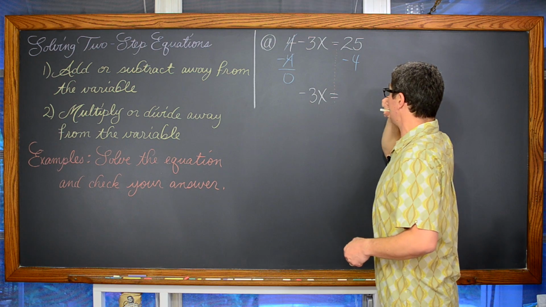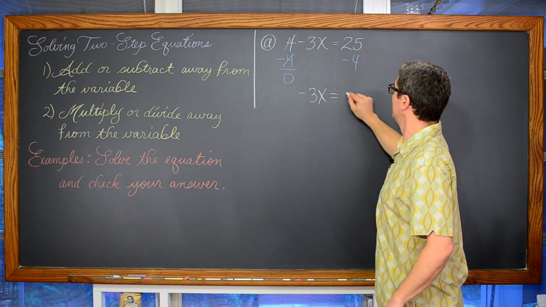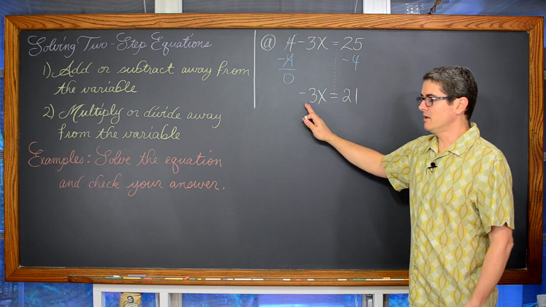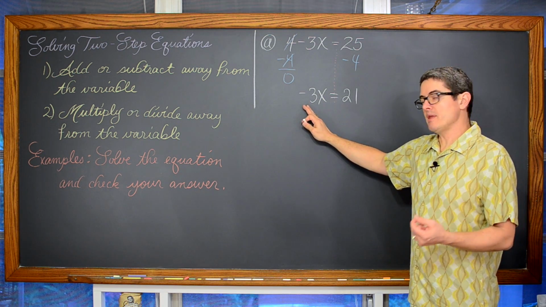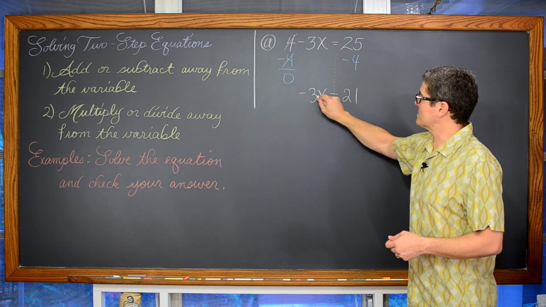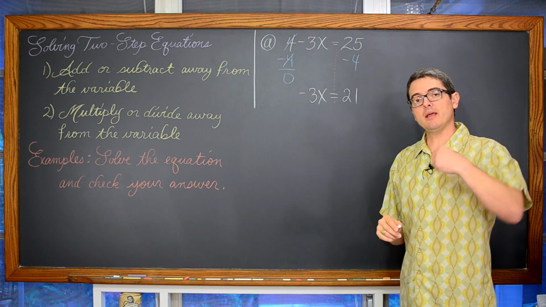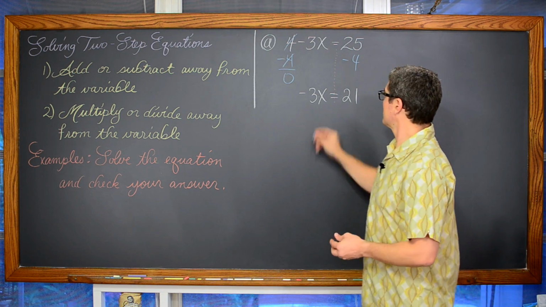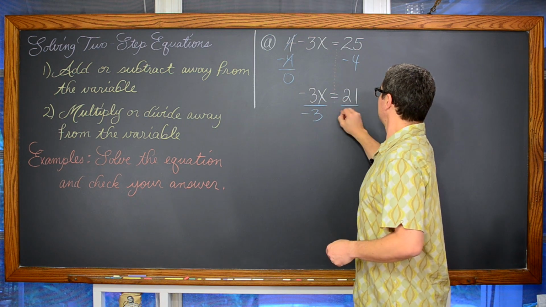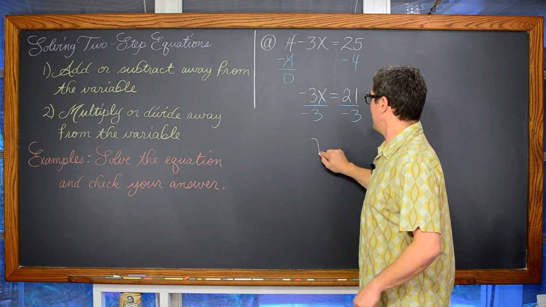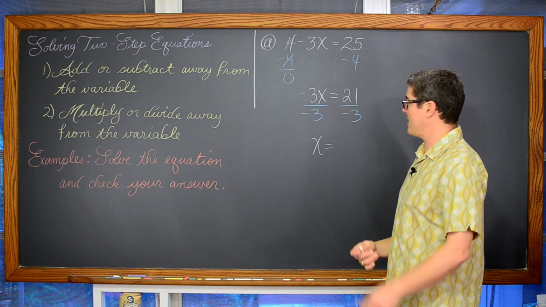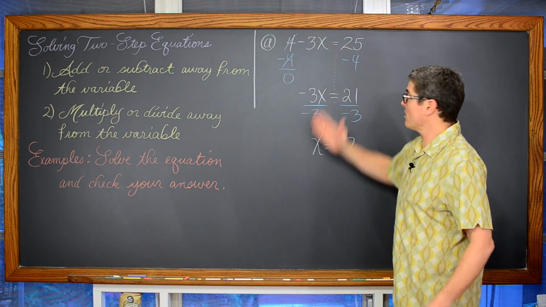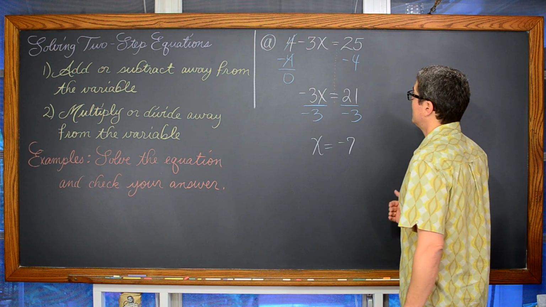X is equal to 25 minus 4, which is 21. Now the remaining value with the x is negative 3. It is touching, which indicates multiplication. The inverse math operation to multiplication is division, so we're going to divide both sides by negative 3. And we come up with x is equal to negative 7.